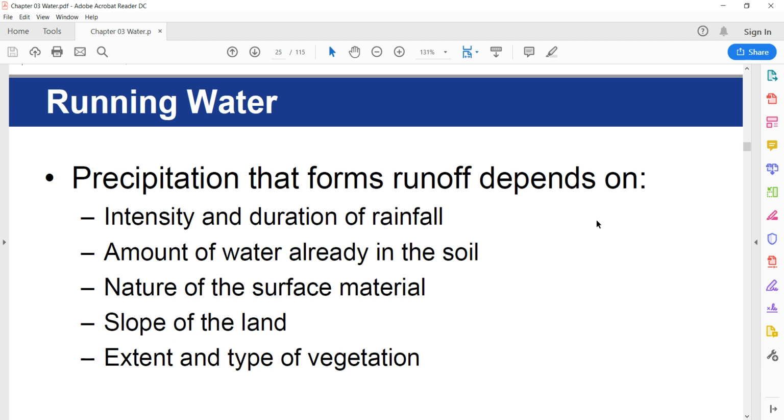Runoff is a term used to indicate the water which is flowing on the surface of Earth after precipitation. So the rainfall event brings water from the clouds, it falls on the ground, and then the water which flows on the surface of Earth is called runoff. And there are five different factors that control the runoff which flows on the surface: intensity and duration of rainfall, amount of water already in the soil, nature of the surface material, slope of the land, and extent and type of vegetation.